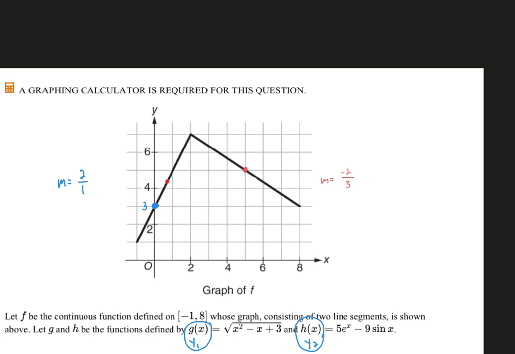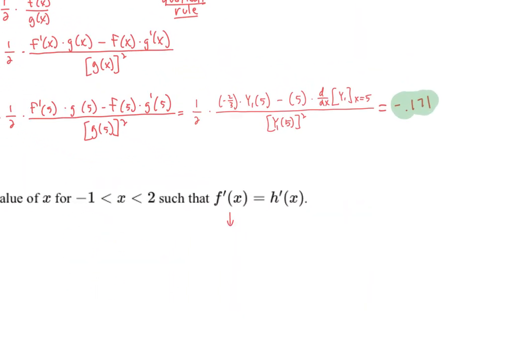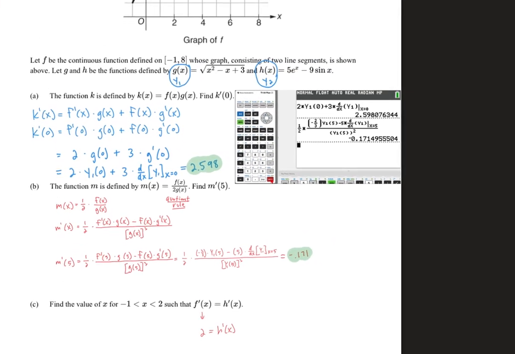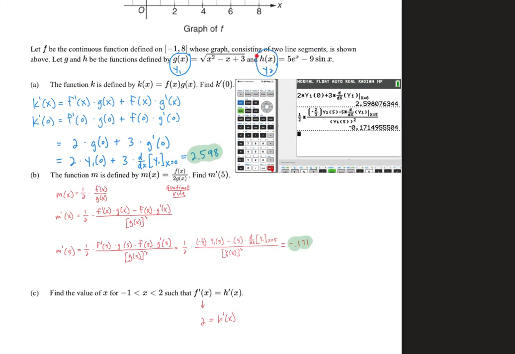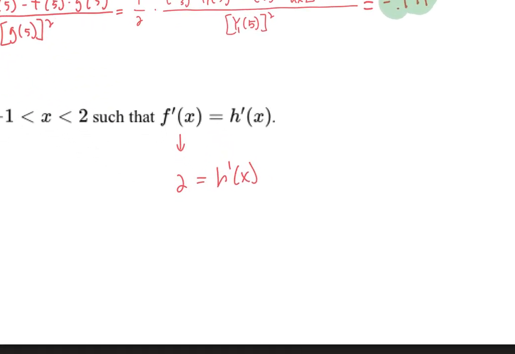And so the derivative is constant, and it's always 2. So this f prime of x is always 2. So we really want to know where h prime of x equals 2. For us in the calculator, h prime of x is really y2. So h prime of x is d dx of y2, with x equals x, and we want to know where that equals 2.